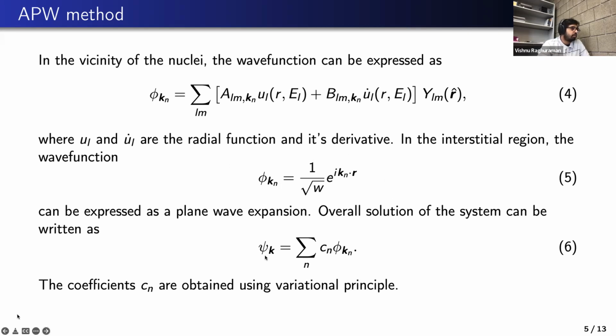And your overall wave function will then be a superposition of all these wave functions. This is your fictitious wave function that you constructed. And then you can optimize for Cn by using the variational principle.